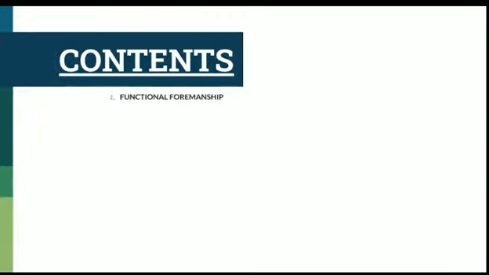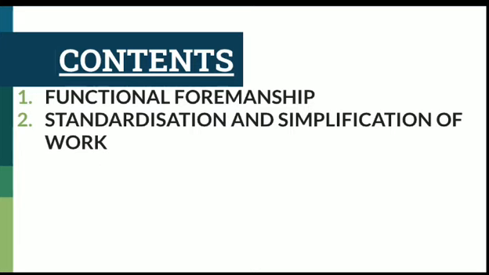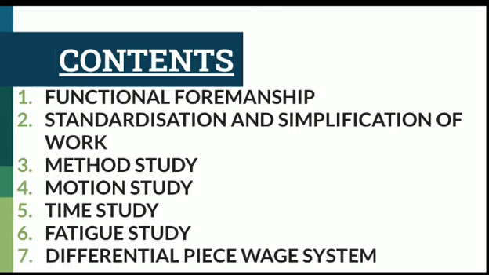First one is functional foremanship. The second one is standardization and simplification of work. The third one is method study. The fourth one is motion study. The fifth one is time study. The sixth one, fatigue study. And the seventh one is differential piece wage system. So in today's class, dear students, we are going to study only about the functional foremanship.